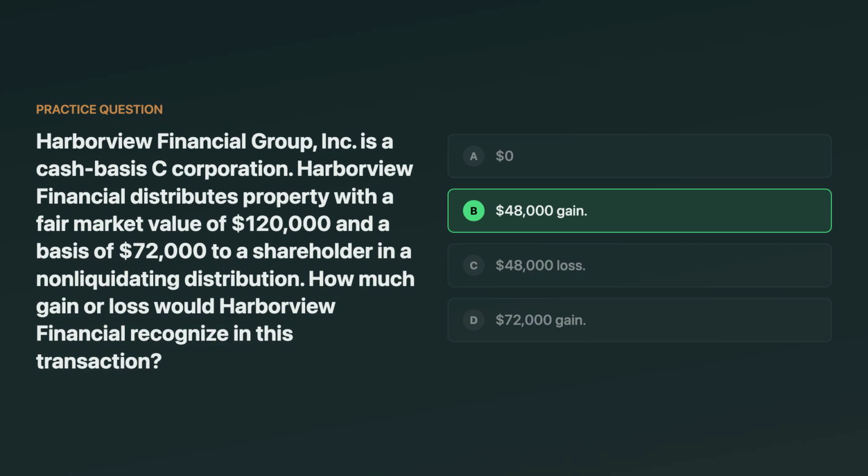The answer is a $48,000 gain. In a non-liquidating distribution of appreciated property, the corporation recognizes gain as if it sold the property for FMV, so it's $120,000 minus $72,000. The tempting wrong answer is zero, but that ignores the treated as a sale at FMV rule for corporate property distributions.